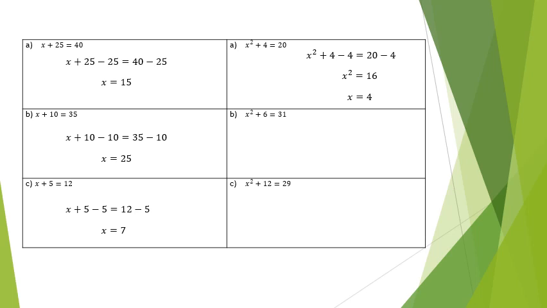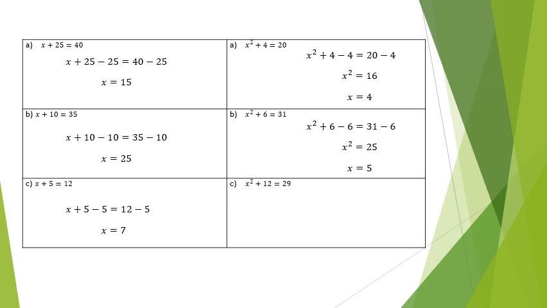Okay, so let's have a look. So x squared plus 6 equals 31. So the first thing we want to do is turn that 6 into a 0 by subtracting. We subtract 6 from both sides and we get that x squared equals 25. And then we eliminate the square by taking the square root. And the square root of 25 is 5. So x equals 5.